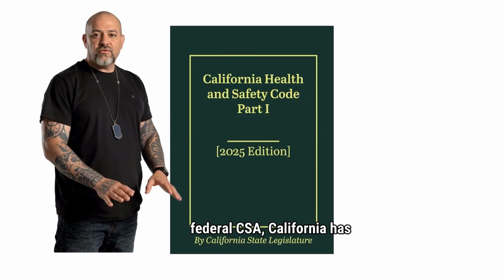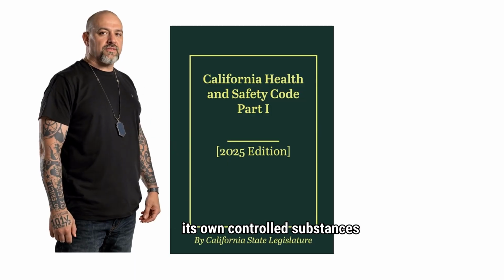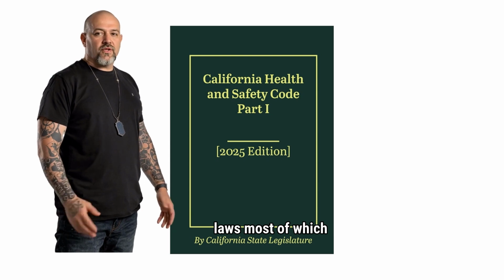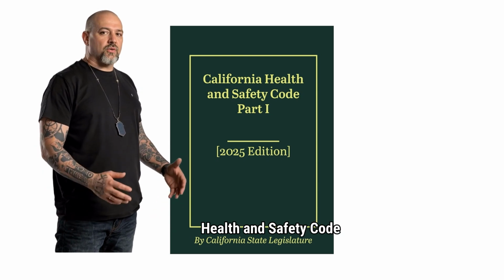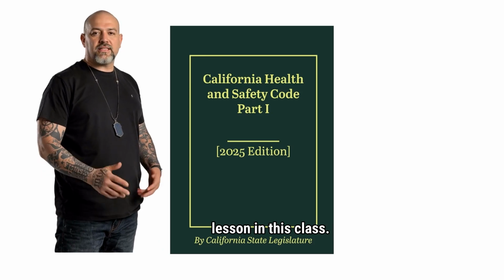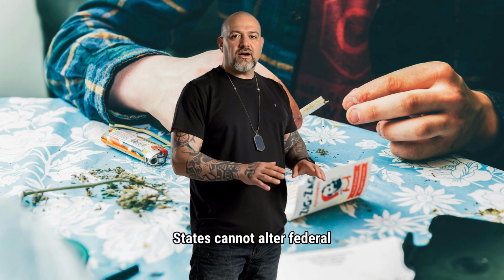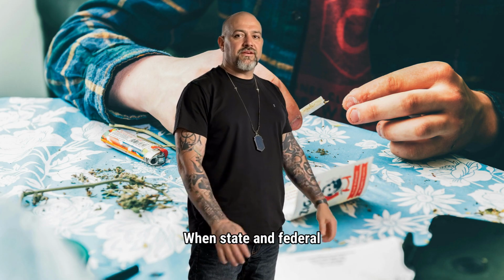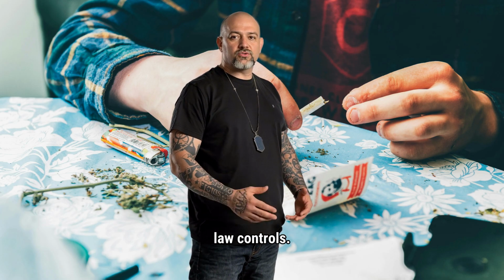In addition to the federal CSA, California has its own controlled substances laws, most of which are contained in the Health and Safety Code, H&S. You learn more about those laws in another lesson in this class. States cannot alter federal law. When state and federal law conflict, the federal law controls.